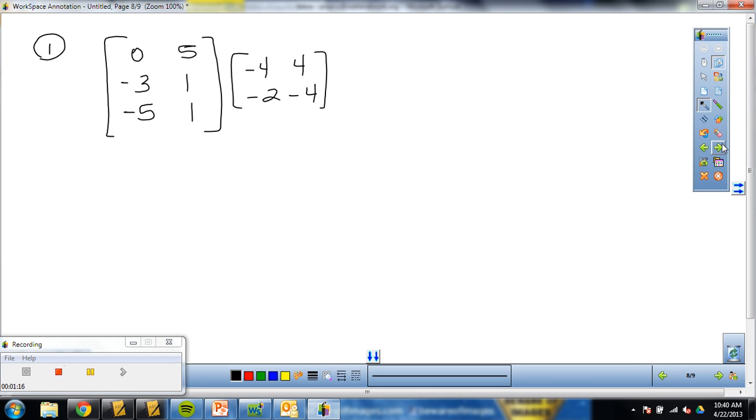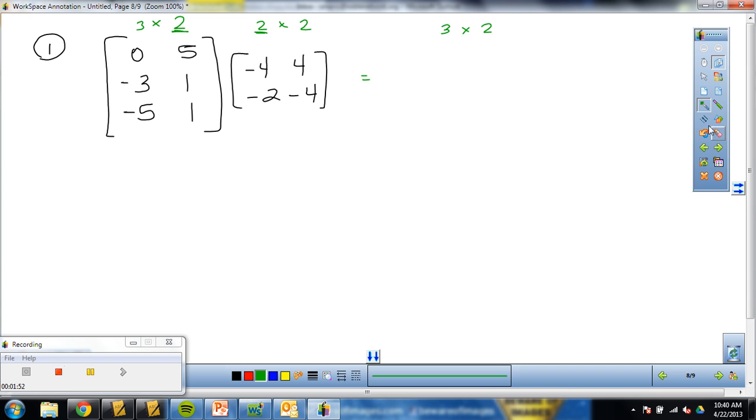First, we should test if this can be multiplied, so we're going to check the dimensions real quick. The dimensions of our first matrix are going to be 3 rows, 1, 2, 3 rows, by 2 columns. Our second matrix is 2 rows by 2 columns. So because our interior terms do match up, this can be multiplied, and the resulting matrix is going to have the dimensions of the outside terms, so 3 times 2.